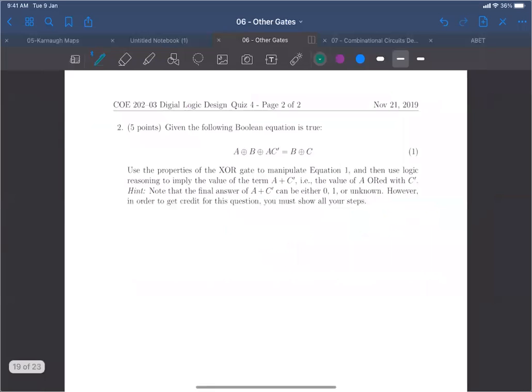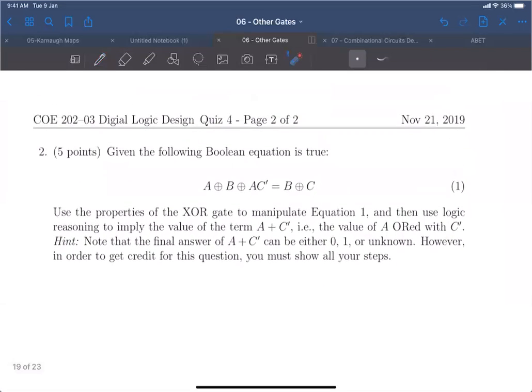This is an old quiz question of mine. We are given that this Boolean equation is true. This is given, right? So A XORed with B XORed with A C complement. There is an AND gate here, and an inverter on the C. And this equals B XORed with C.